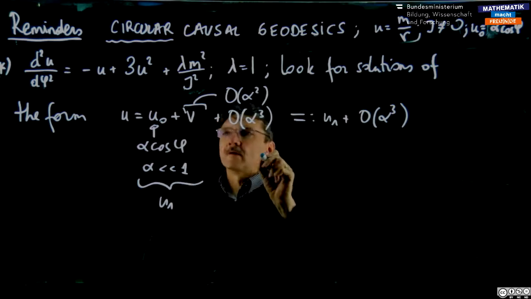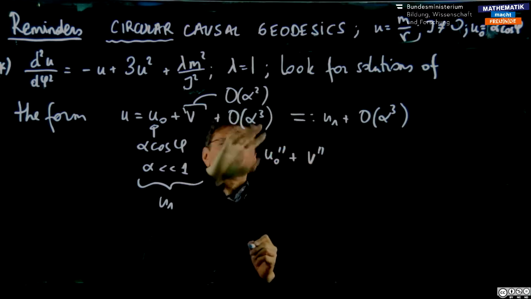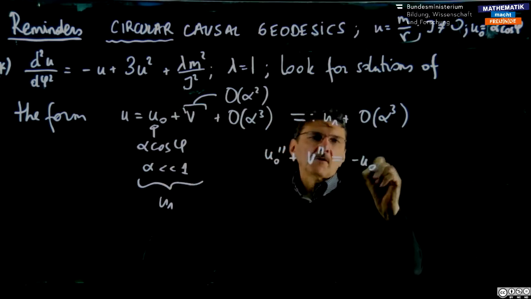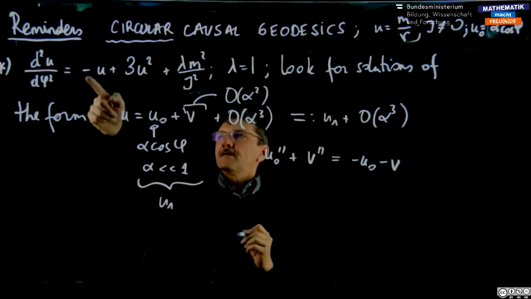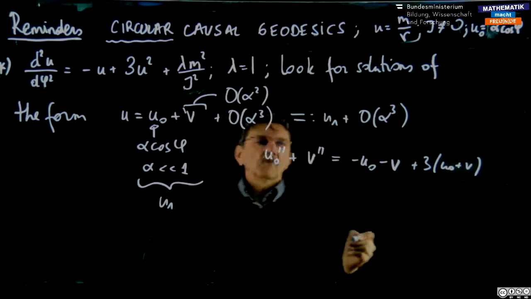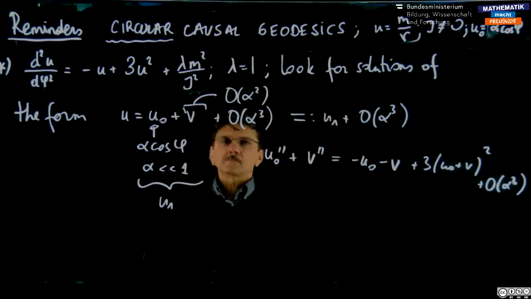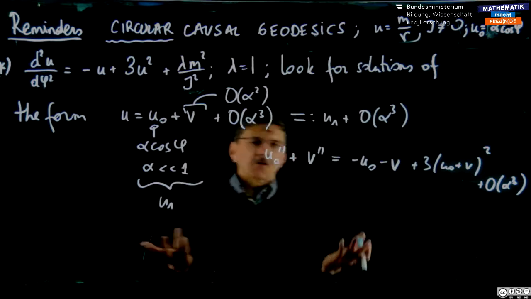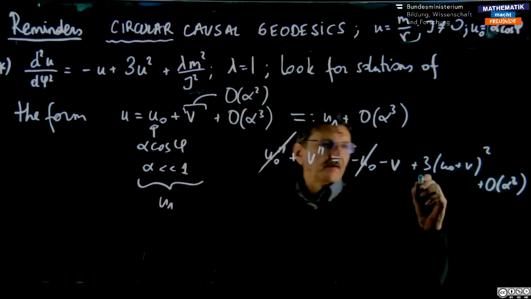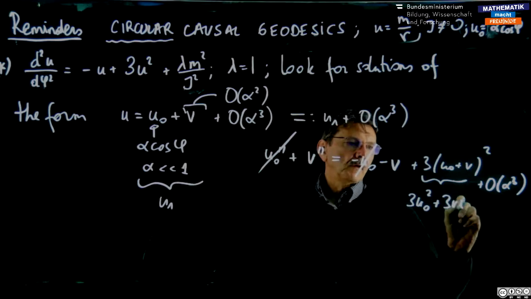D2, so that would be u naught second plus V second, and there are terms which I'm going to put on the right-hand side, which is going to be minus u naught minus V from this thing, plus 3 times u naught plus V square, plus order alpha cube. Now, u naught was the so-called Newtonian solution, so this cancels out. If I expand this, I get 3 u naught square plus 3 V u naught plus V square.